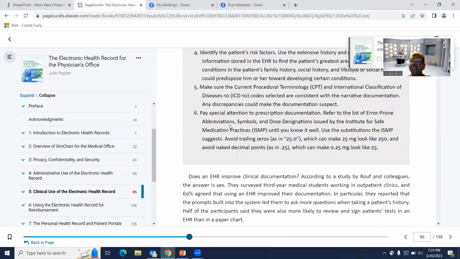Pay special attention to prescription documentation. Refer to the list of error-prone abbreviations, symbols, and dose designations issued by the Institute for Safe Medication Practices. So always make sure that you have your abbreviations and symbols correct.